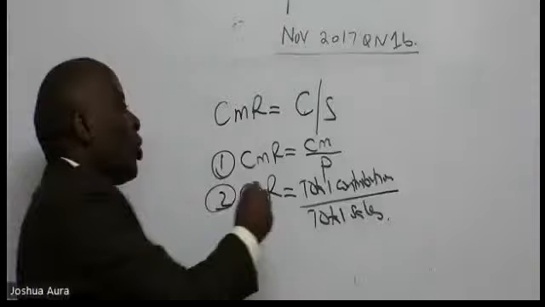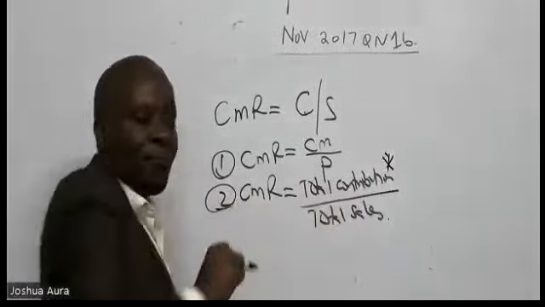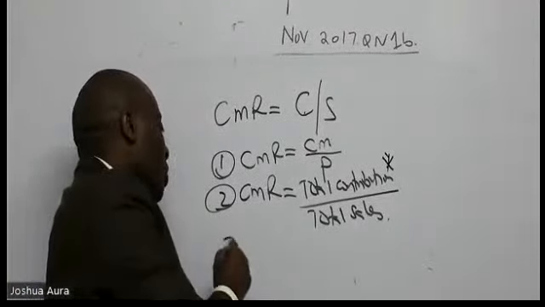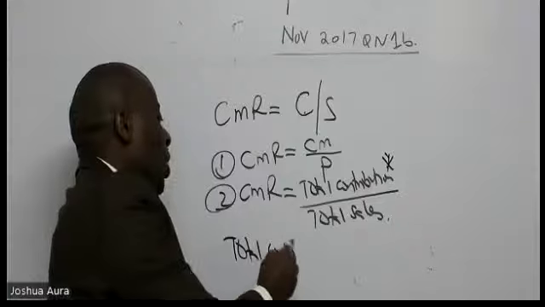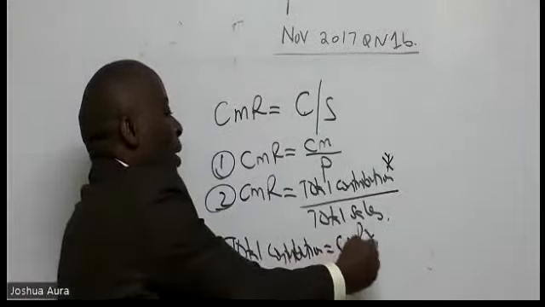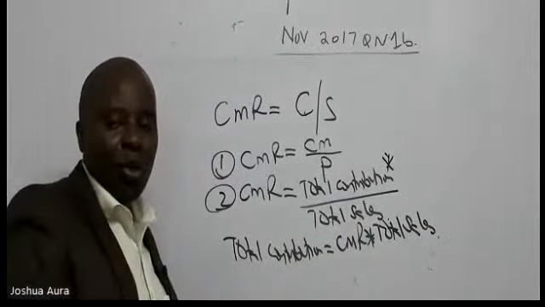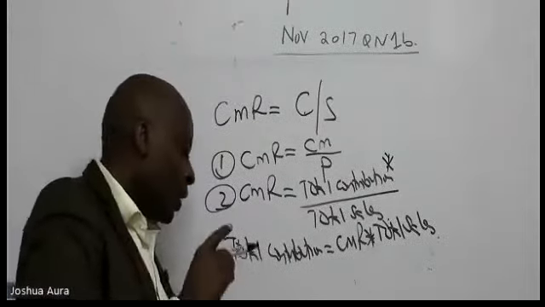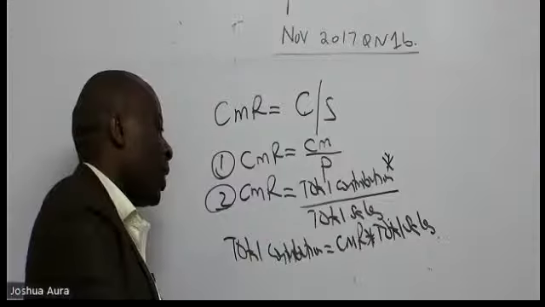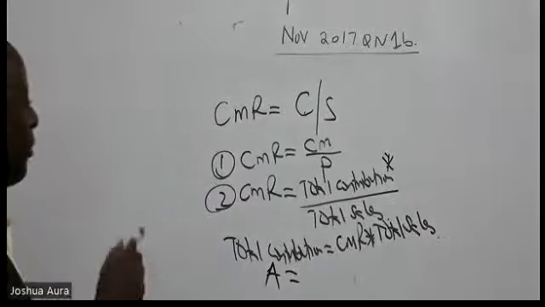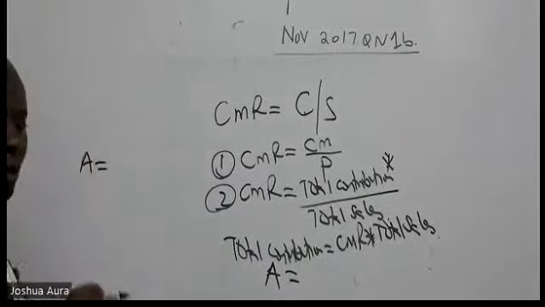So could you kindly make total contribution the subject of the formula from the second equation? So from the second equation, the total contribution will be equal to CMR times what here, somebody? Times total sales. The total contribution will be CMR times total sales. So then could you kindly give me the total contribution from the first product known as product A?